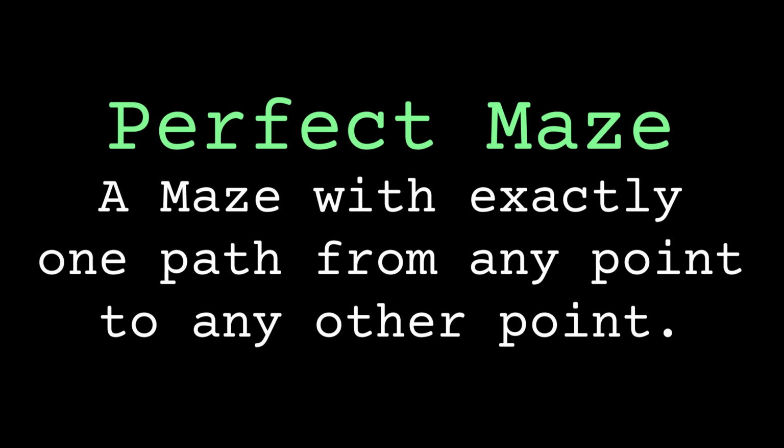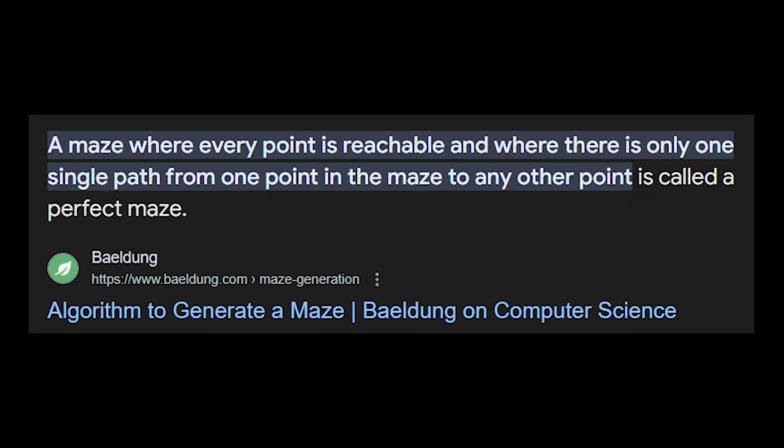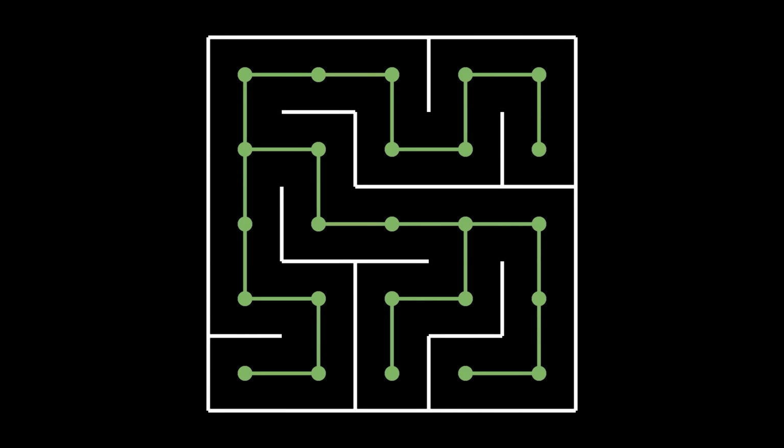Let's go ahead and call a maze with this property a perfect maze. And no, I'm not just describing it with an adjective, that's actually what it's called. Alright, let's summarize. A grid of cells with a set of pathways is a maze, and if there's only one way to get from any cell to any other cell, it's also a perfect maze.